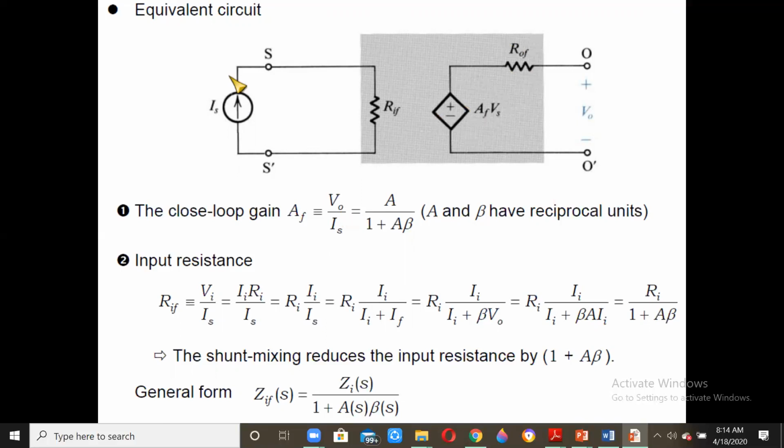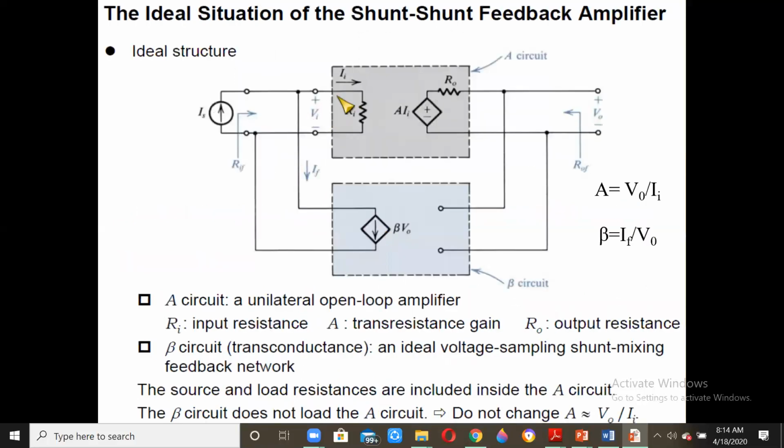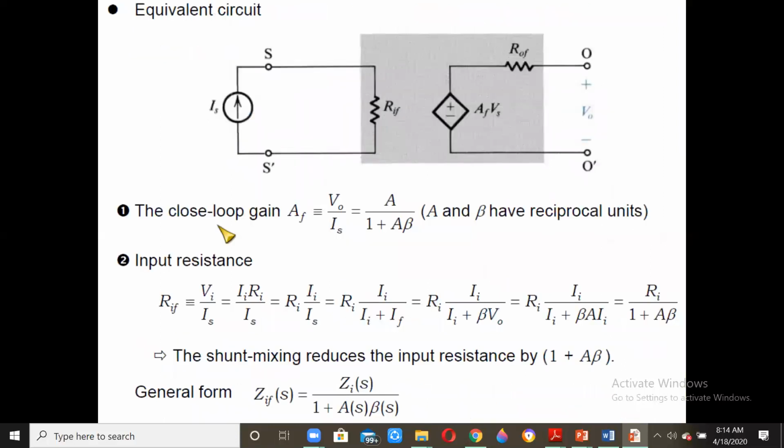On the whole, if you substitute all that, we'll get A by 1 plus A beta, which is the standard. Any feedback network will have A by 1 plus A beta. The input resistance with feedback, RIF, will be equal to VI by IS. VI is the voltage here, and VI by IS is the input resistance with feedback. If you go back to the circuit over here, VI will be equal to II into RI, and that is what is substituted in place of VI here. So we'll get II RI divided by IS, which will be RI into II by IS.